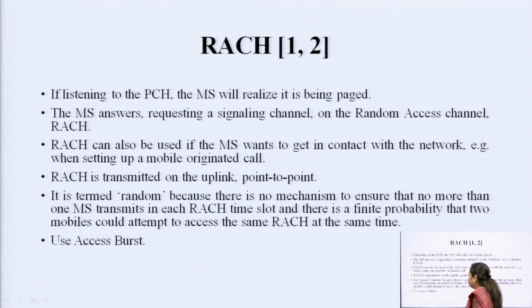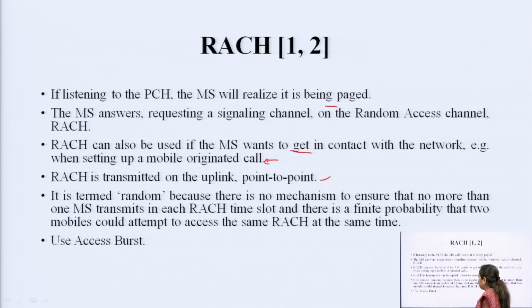Next one is RACH. If, by listening to the PCH, the MS realizes it is being paged, paged means the message itself is known as a page, the MS answers by requesting a signaling channel on the RACH, random access channel. RACH can also be used if the MS wants to get in contact with the network, for example, when setting up a mobile originated call. RACH is transmitted on the uplink, point to point.